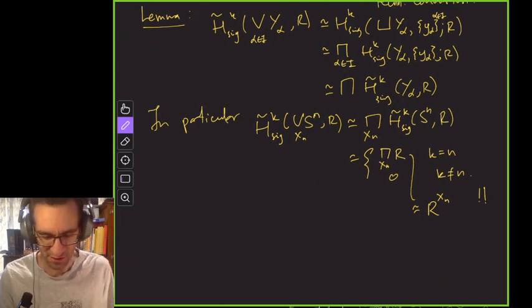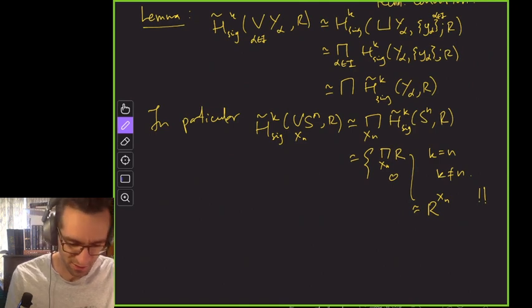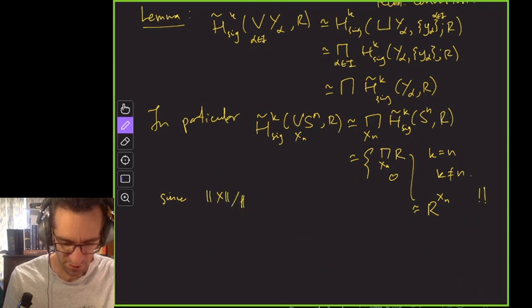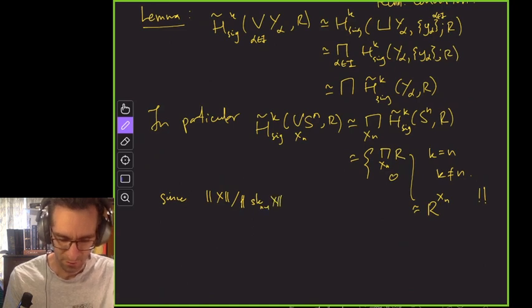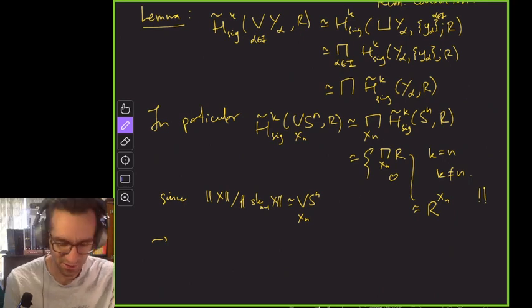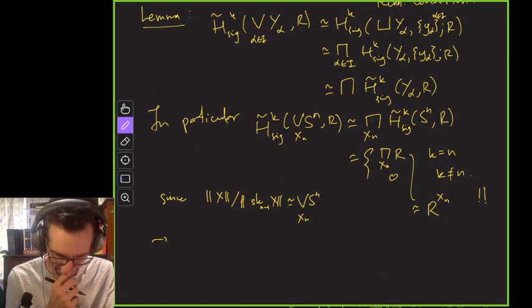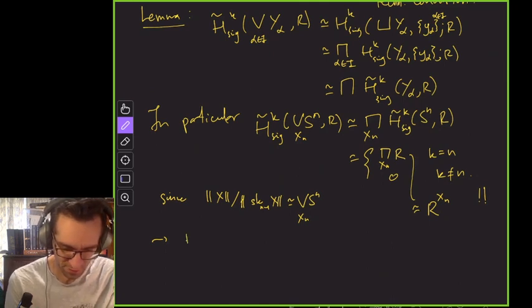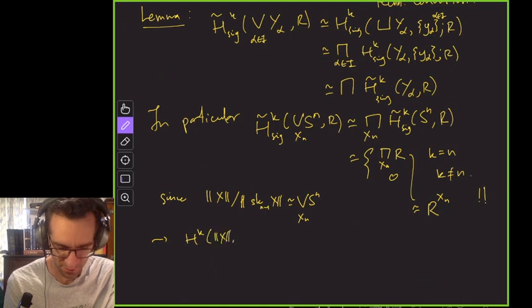So in particular, what does this tell us? Since the geometric realization of X mod the skeleton is this big wedge sum, and the pair consisting of the geometric realization of X and its n minus 1 skeleton satisfies our technical condition, this is telling us something about this relative cohomology.